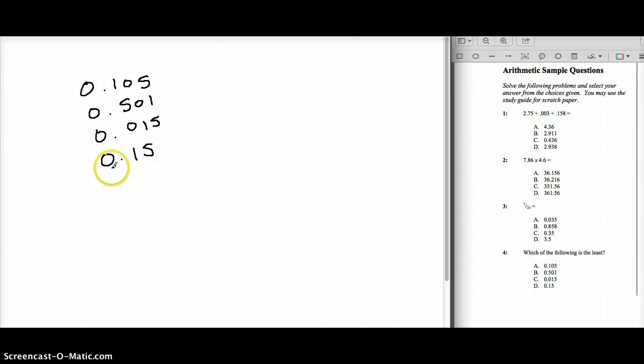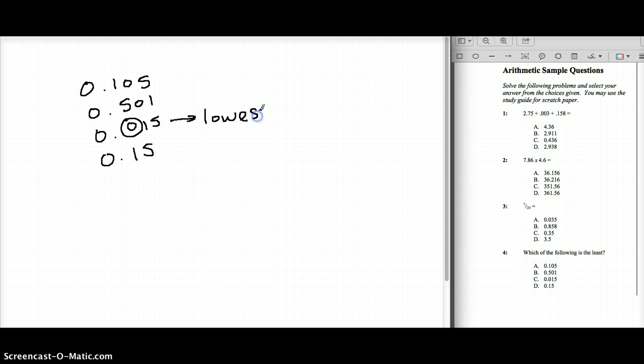Well, they all start with 0, so we know that place is all the same. In the ones place, we're all zeros here. So what we need to do to figure out which one is bigger is to figure out the lowest number in the tenths place. So here we see that we have a 1, a 5, a 0, and a 1. Well, this 0 is the lowest of all those. So we know right away that this number is the lowest.